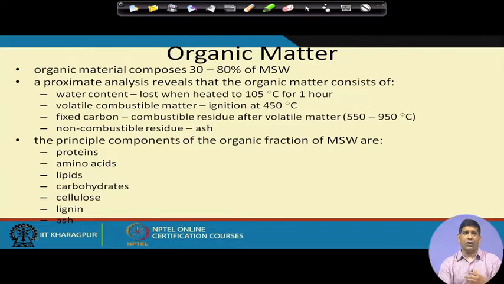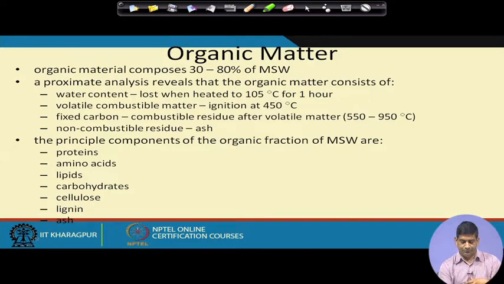So, proximate analysis, as you know, will give you water content, volatile content, fixed carbon, non-combustible ash, and all those kind of things. So, water content, volatile combustible matter, fixed carbon, non-combustible residue, all these things can be measured using the proximate analysis.